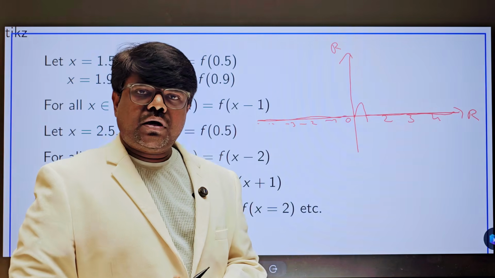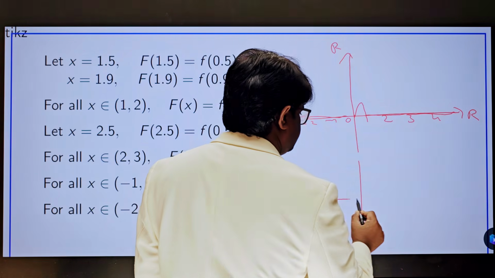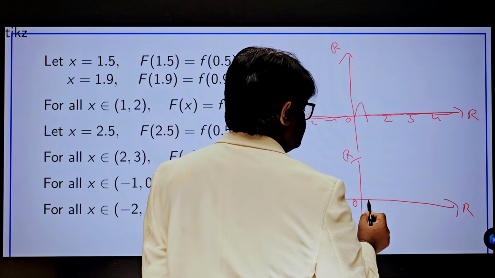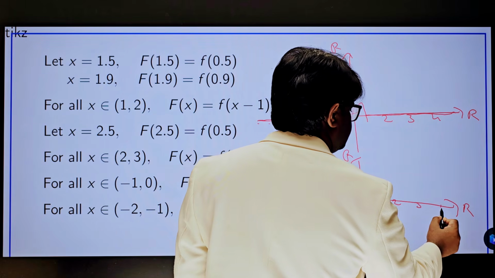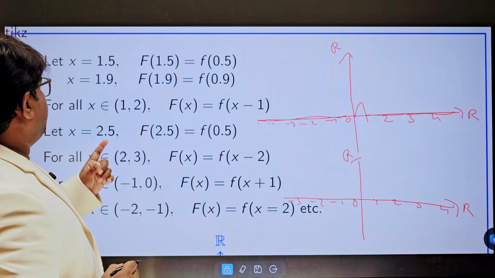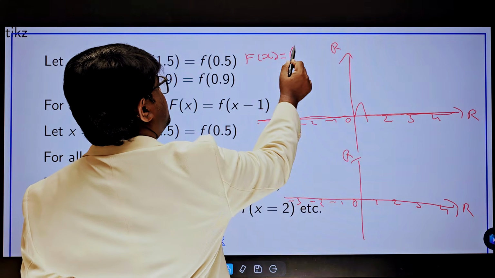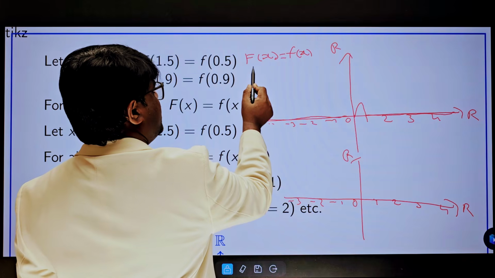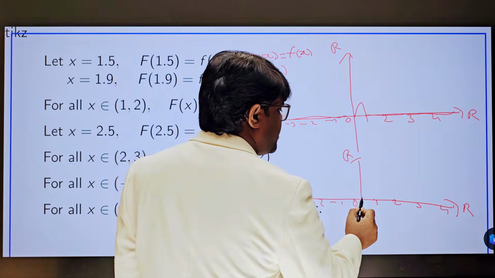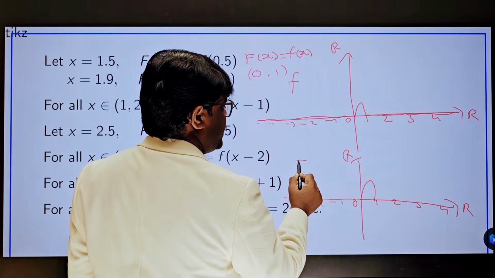Now I am trying to construct the capital F of x graph. See here, capital F of x equals small f of x in the interval 0 to 1. Therefore, the same graph you will get. Here, this is the small f graph and this is the capital F graph.